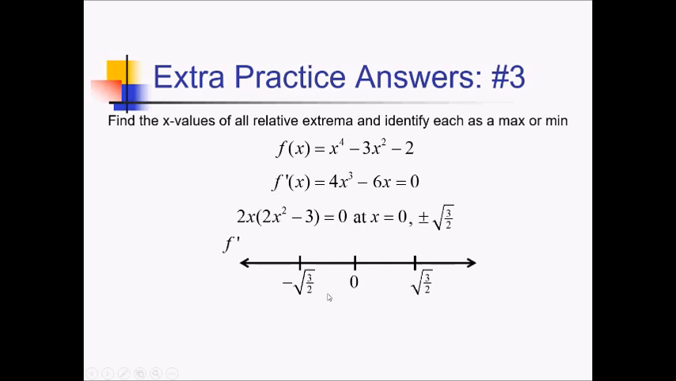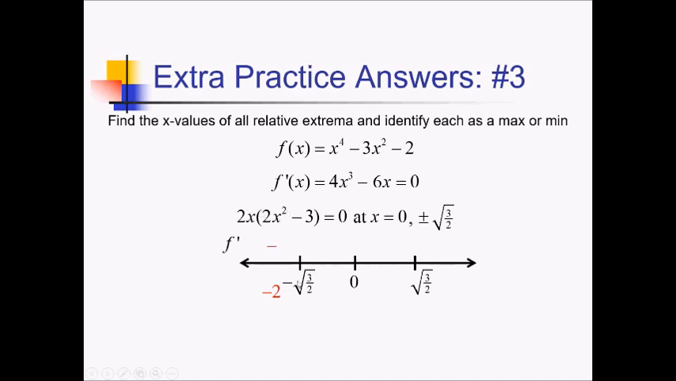So now let me test a number to the far left here. Root 3 over 2, that's somewhere between 1 and 2 numerically. So if I do negative 2, that's going to be a little bit to the left. Now when I use my sign analysis, I'm going to use this factored version of f prime. So plugging in negative 2 here, that's going to give me a negative outside, and inside this is going to be 8 minus 3, which is a positive. Negative positive gives me a negative result.